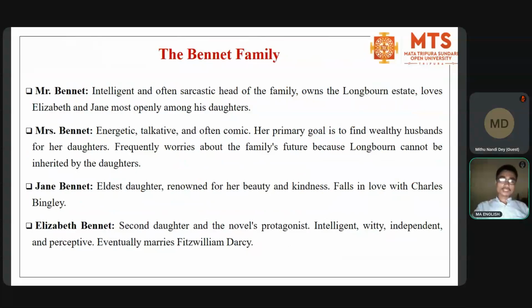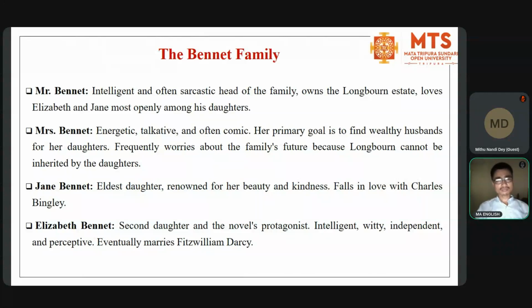Before moving to the next unit, let us see the Bennett family. Basically, this novel is all about the problems centered around the Bennett family, Mr. Bennett and Mrs. Bennett, husband and wife. Mr. Bennett is somebody very careless. He's very intelligent but funny, speaks very little, and has a very big estate called Longbourn estate.